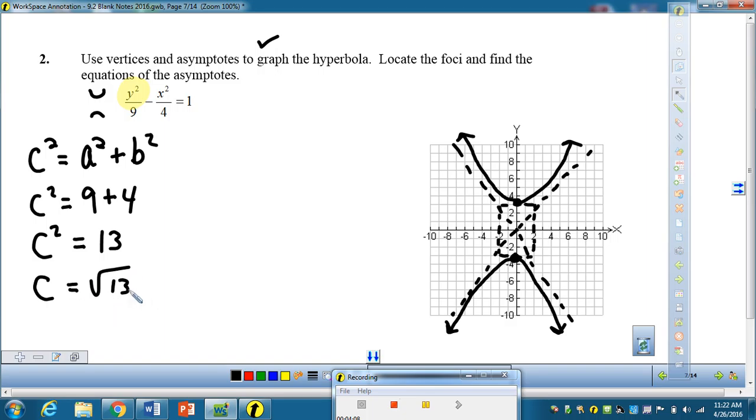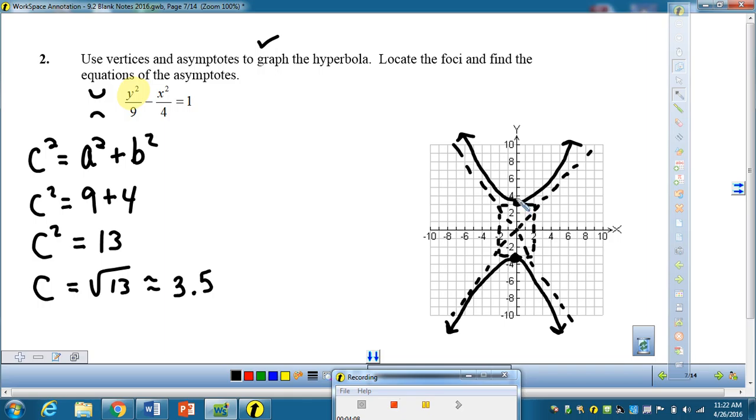So that's the square root of 13. If we're estimating this location without a calculator, we can think that 13 is in between 9 and 16. The square root of 9 is 3. The square root of 16 is 4. So 13 has got to be somewhere in between 3 and 4. So again, we can just maybe estimate something like 3.5.